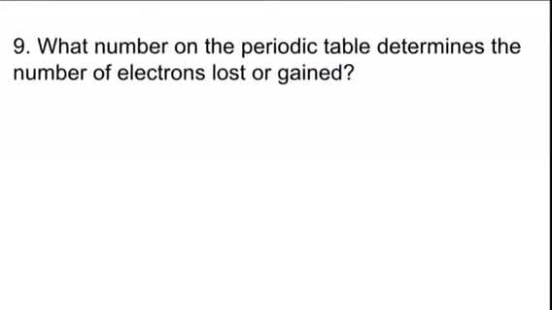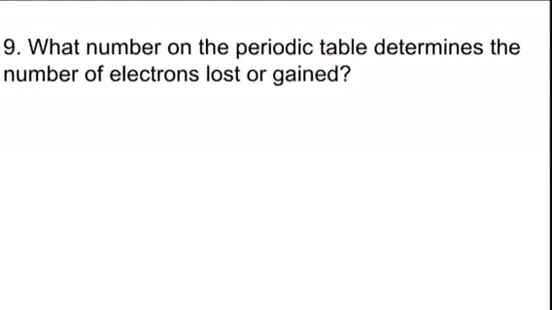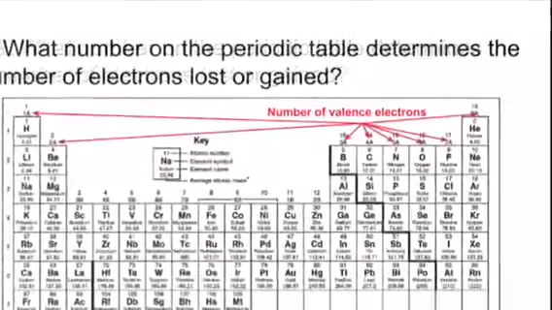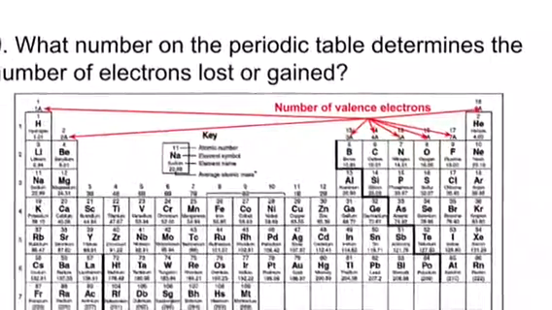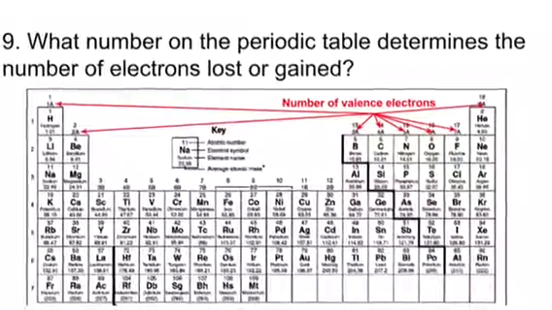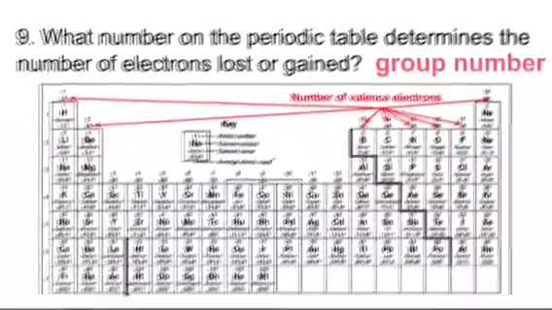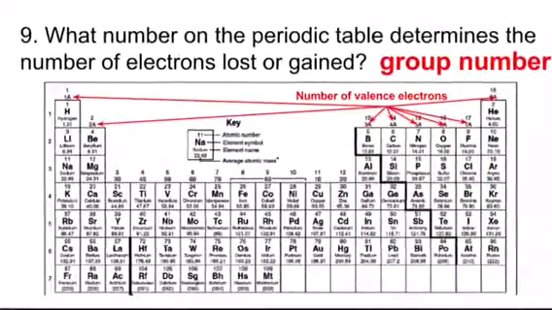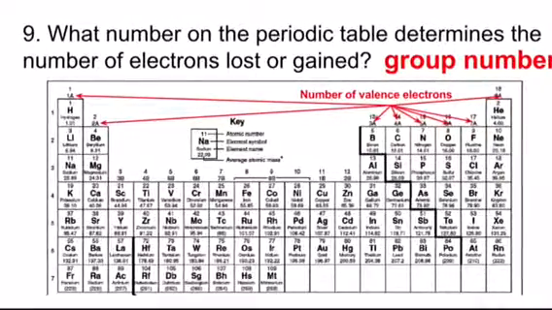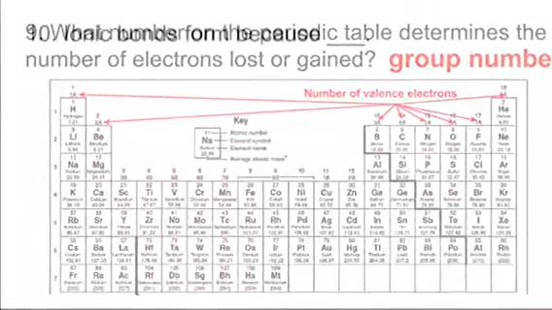Question 9. What number on the periodic table determines the number of electrons gained or lost? Again, we're looking at the group number because they tell us the number of valence electrons, and if they have less than 4 valence electrons, they will lose those. If they have more than 4 valence electrons, they will gain more to get to that octet rule of 8.